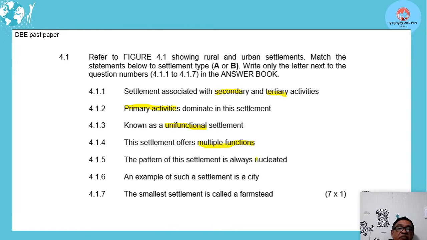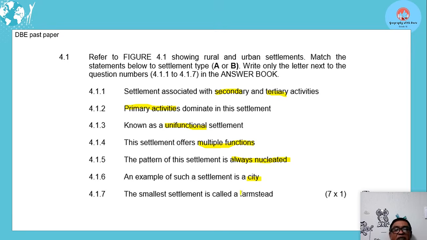Settlement is always nucleated. I know the word always is used here, but which settlement is generally nucleated? Farming you find sometimes on a large scale, sometimes on a small scale. It can be isolated, it can be nucleated, but urban areas, especially where all the urban functions are, are always close together. So it definitely has to be an urban area, which is A. Is an example of a city.